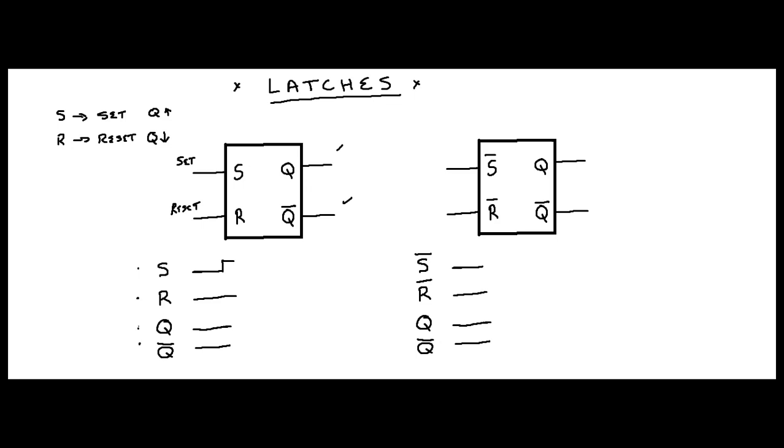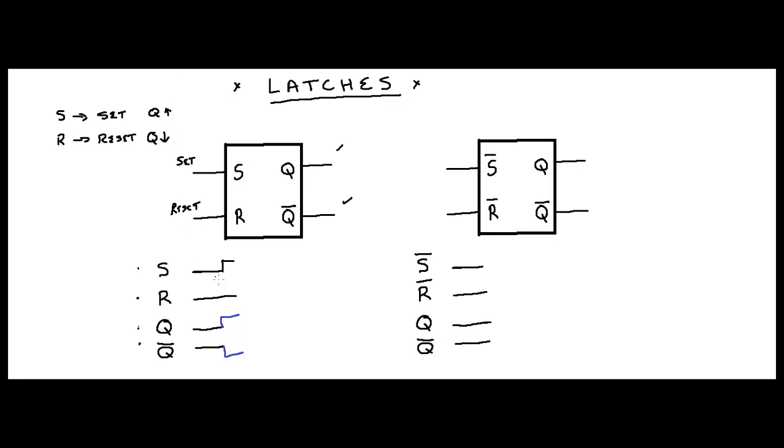I'm going to make this so it's right up and down here for you, right normal here. So when you set it, Q is going to go high, isn't it? And Q bar was high, that's going to go low. Alright?